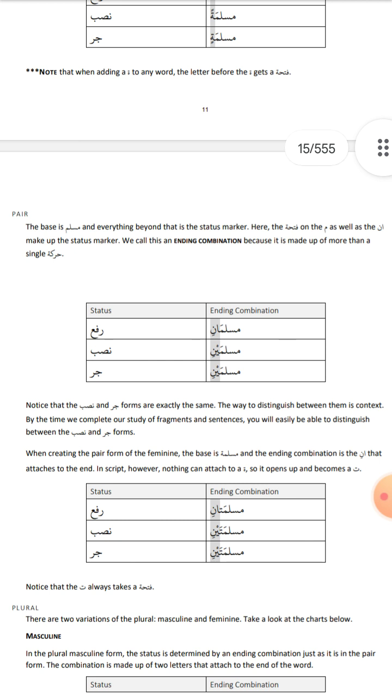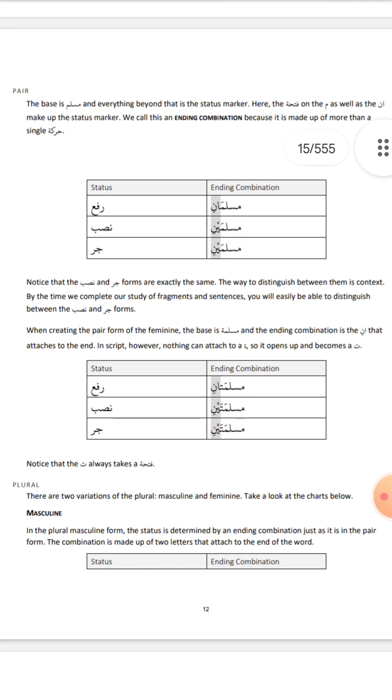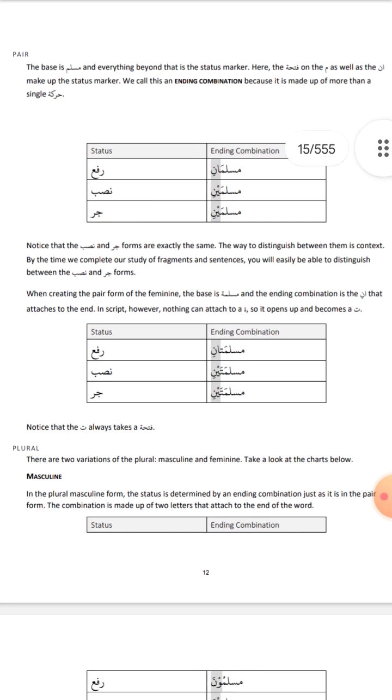Pair. The base is Muslim, and everything beyond that is the status marker. Here, the fatha on the meem as well as the alif noon make up the status marker. We call this an ending combination because it is made up of more than a single haraka. Status ending combination. Rafa, nasb, jar: muslimani, muslimayni, muslimayni. Notice that the nasb and jar forms are exactly the same. The way to distinguish between them is context.